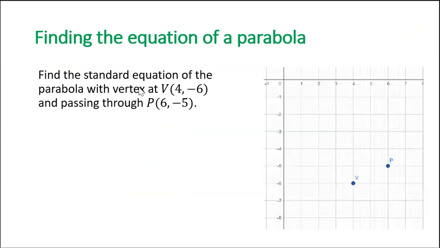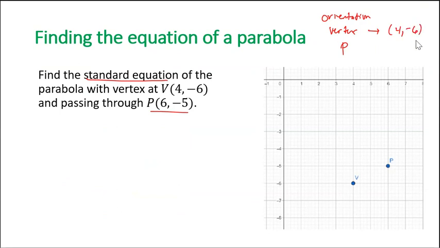Okay, for the next problem, this time we find the standard equation of the parabola with vertex at V with coordinates 4, negative 6. And then it passes through the point P with coordinates 6, negative 5. So here again, we need to know the orientation, the vertex, and the value of p. Since the vertex is already given, it has the coordinates 4, negative 6. And now if we have the vertex here, and then we have the point P, there are two possibilities here.